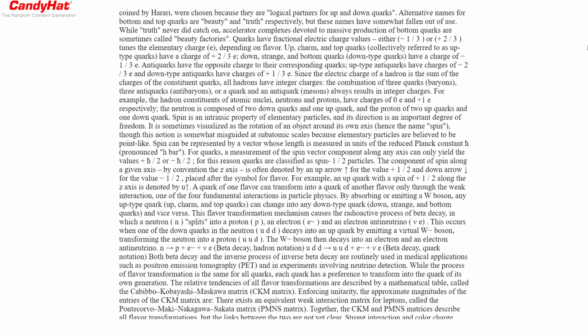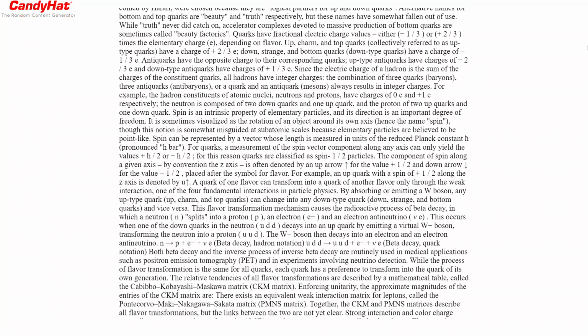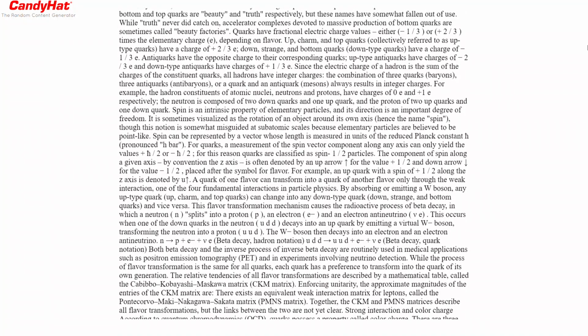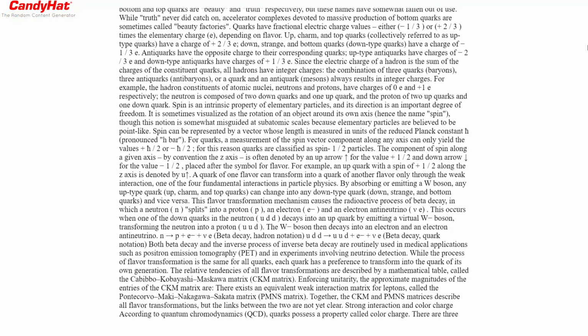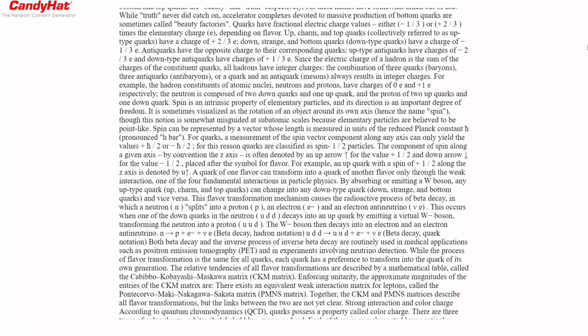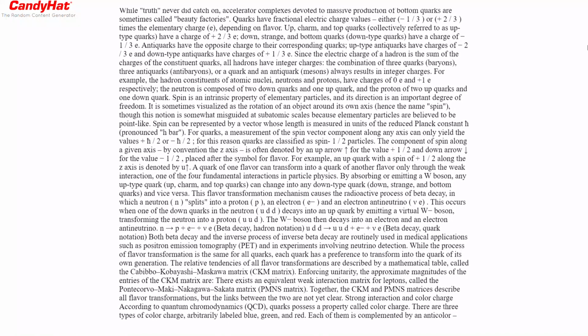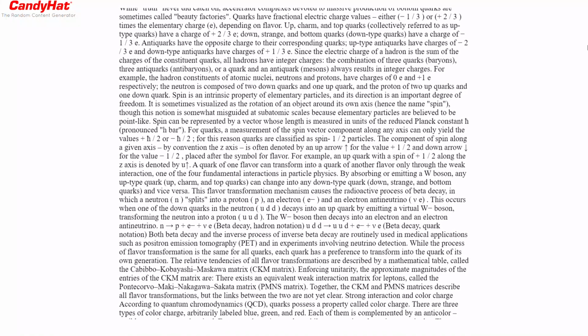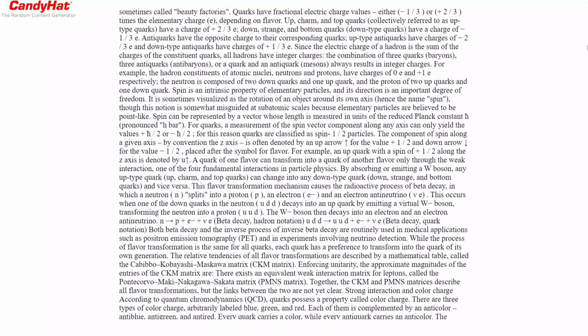Enforcing unitarity, the approximate magnitudes of the entries of the CKM matrix are: there exists an equivalent weak interaction matrix for leptons, called the Pontecorvo–Maki–Nakagawa–Sakata matrix (PMNS matrix). Together, the CKM and PMNS matrices describe all flavor transformations, but the links between the two are not yet clear.